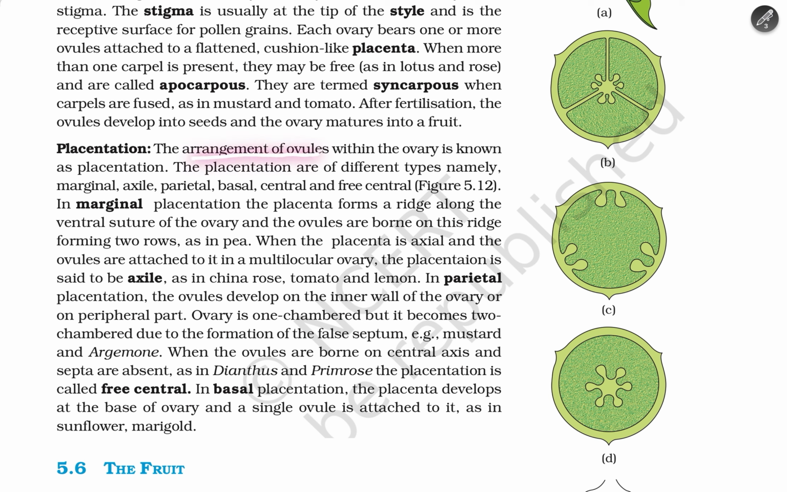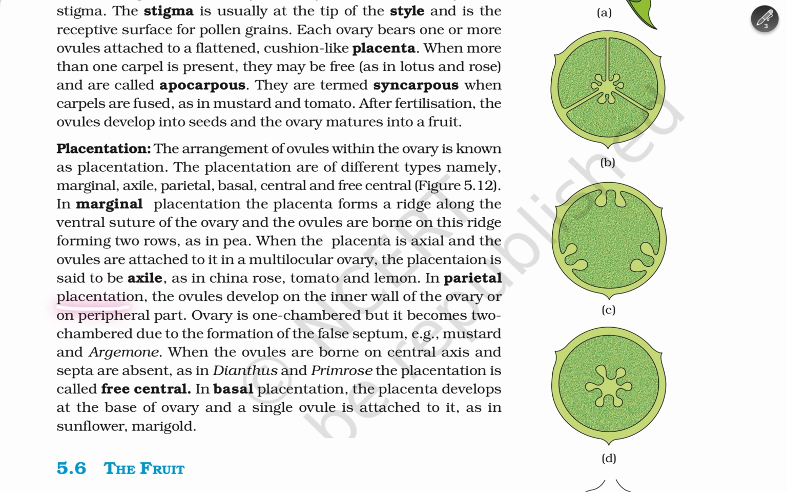Placentation. The arrangement of ovules within the ovary is known as placentation. Placentations are of different types, namely marginal, axile, parietal, free central and basal. In marginal placentation, the placenta forms a ridge along the ventral suture of the ovary, and the ovules are borne on this ridge, forming two rows, as in pea. When the placenta is axile, the ovules are attached to it in a multilocular ovary, as in China rose, tomato and lemon.